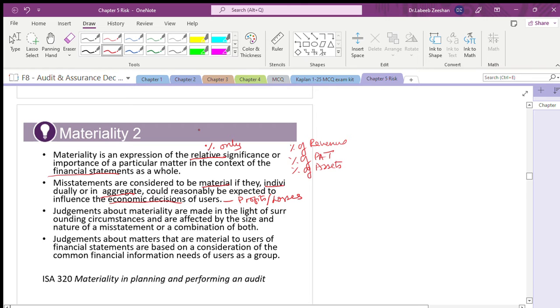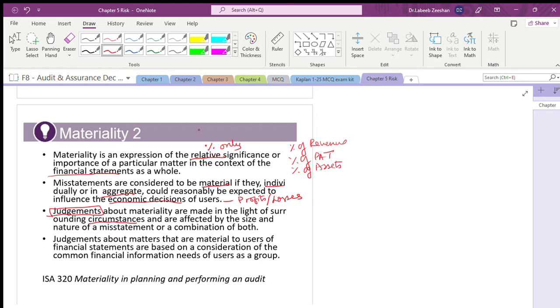Now, four people are there, and four people will have different views. What will the auditor say? One of the limitations of the auditor is that they have their own judgment, based on the surrounding circumstances. You cannot say that for me 1% is less, for you 1% will be more. For you, 5% will be more; for me, 5% will be less.